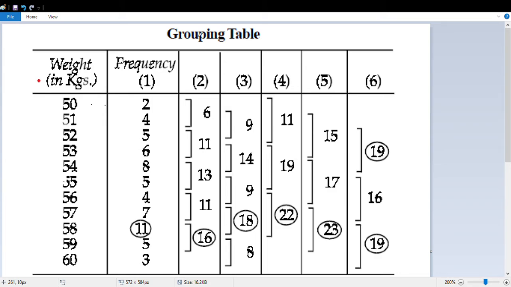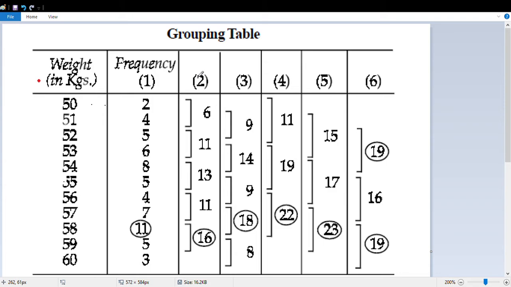Today I am going to explain mode in a discrete series. In that problem, weights in kilograms and a frequency column are given. The grouping table contains six columns. Column number 1 contains the original frequencies as given in the problem.